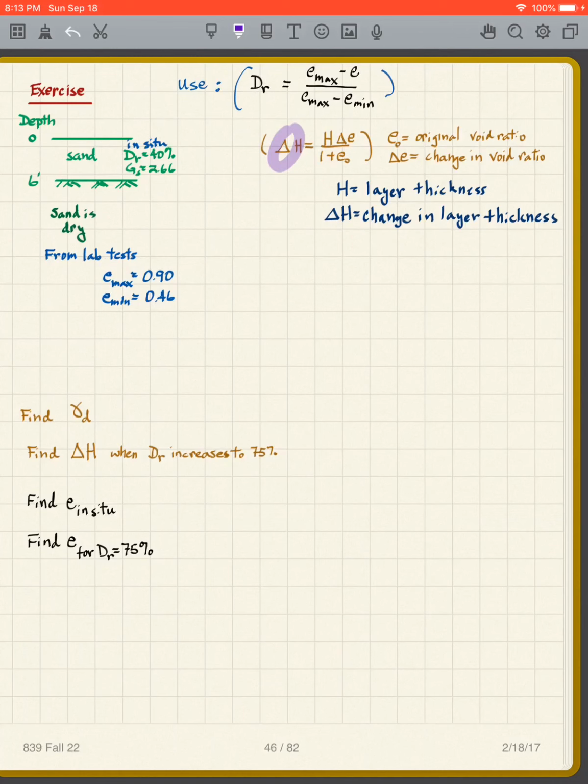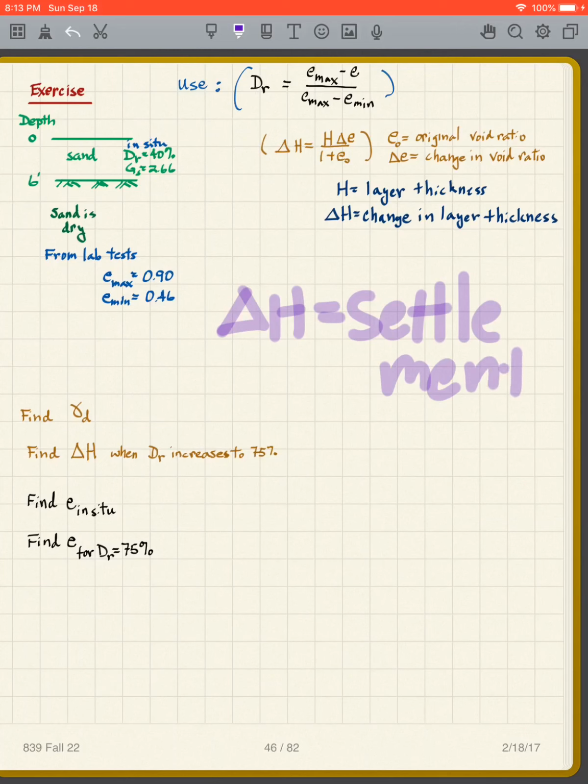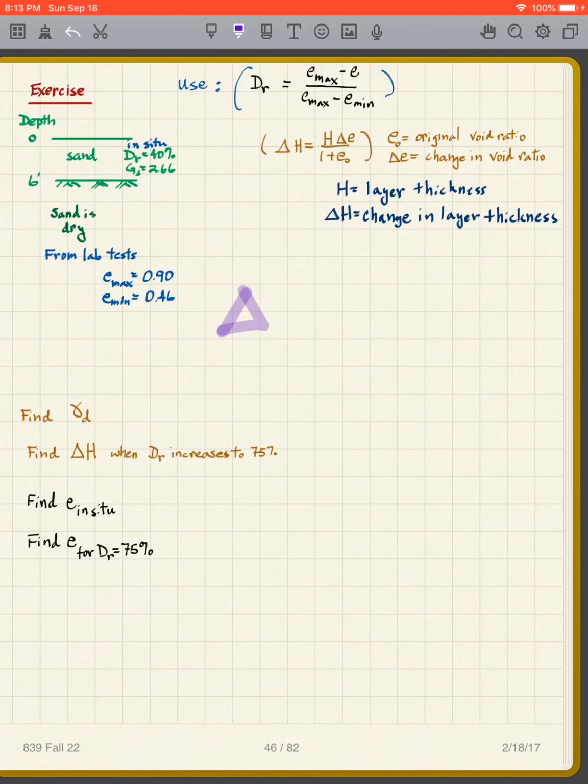So, in other words, H is the thickness of our layer, and delta H is what? It's the settlement. Delta H is settlement. So what we want to know is, well, I'm going to give you this. Delta H is a settlement, or the change in layer thickness is probably a better way to put it.